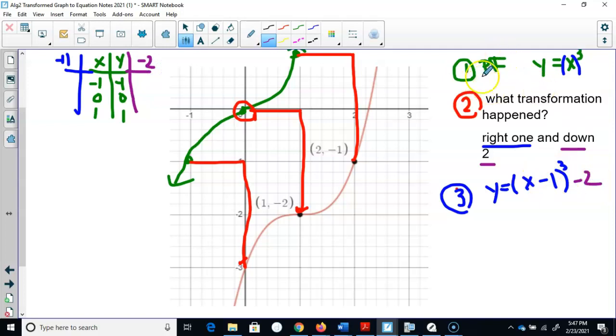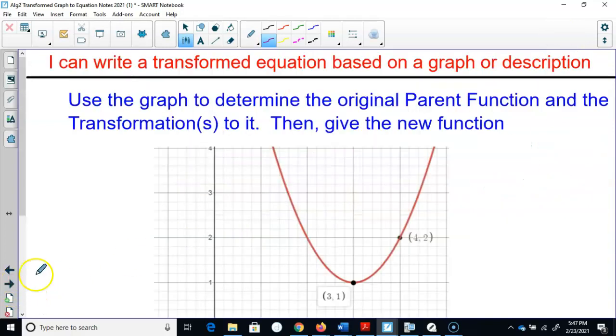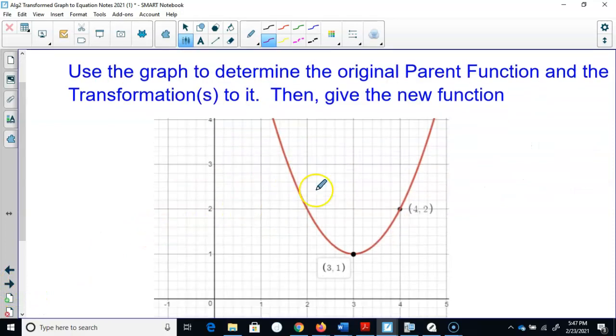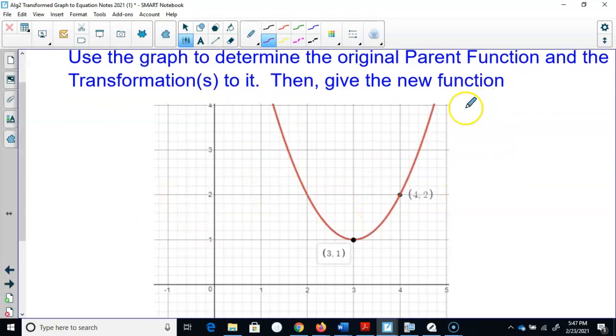So step 1, identify the parent function. Step 2, say what transformation happened. I like to write it out. And step 3, then rewrite the parent function as the transformed function. Let's try again. Okay. Again, step 1, let's recognize what parent function we have.